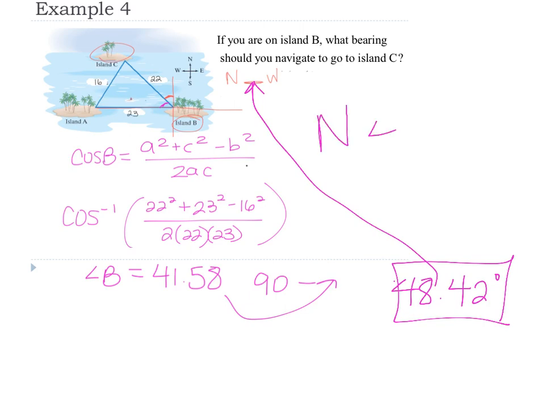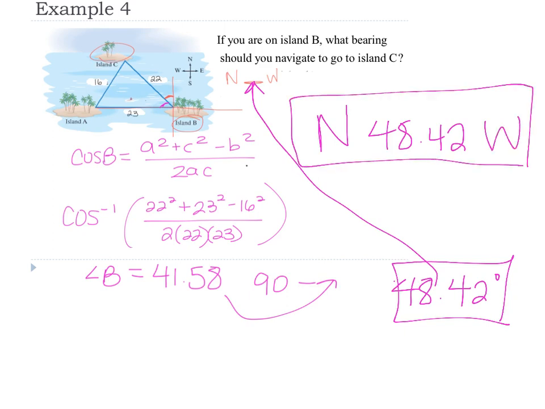It would be north 48.42 degrees west. You would need all three parts of that. And put the degree symbol?